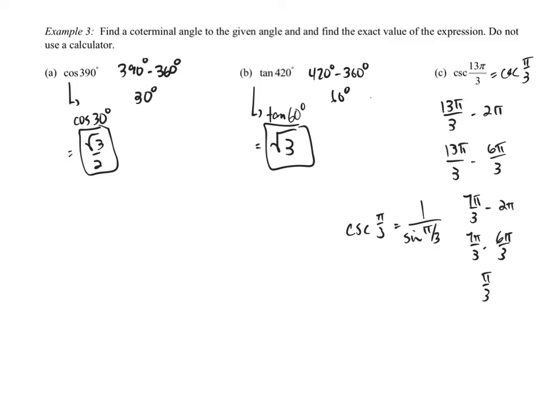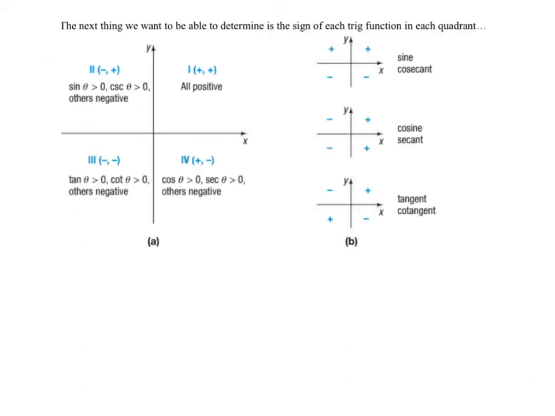Sine of pi over 3 is square root of 3 over 2. And so the answer to this question is going to be 2 over the square root of 3. So now that we have coterminal angles, I can start to ask you to find exact values of expressions where the angle is not necessarily between 0 and 90 degrees or 0 and pi over 2. It might be a coterminal angle to an angle that's in that first quadrant.